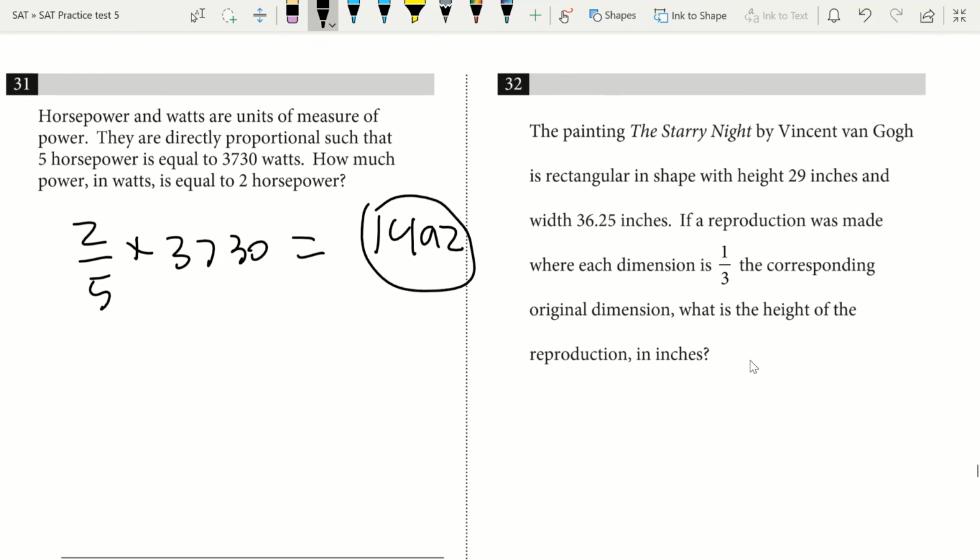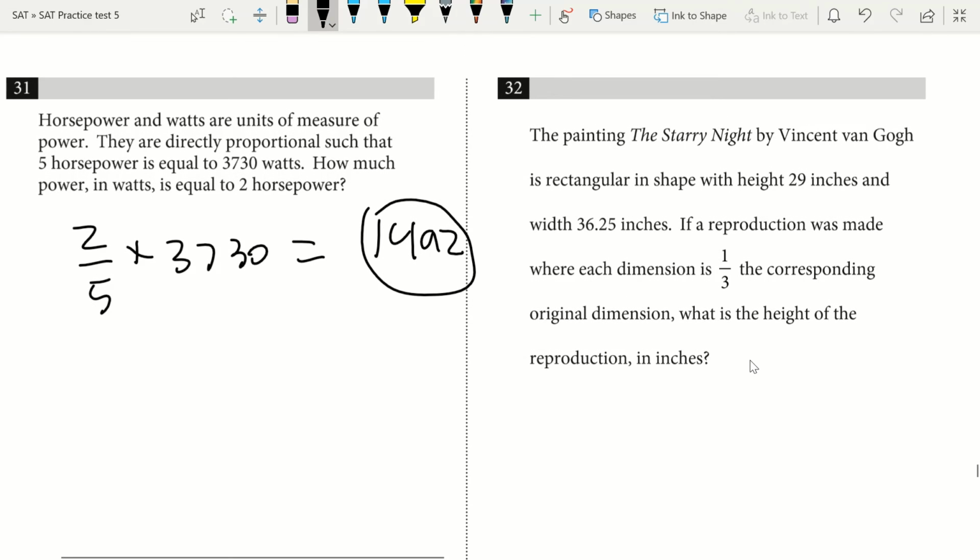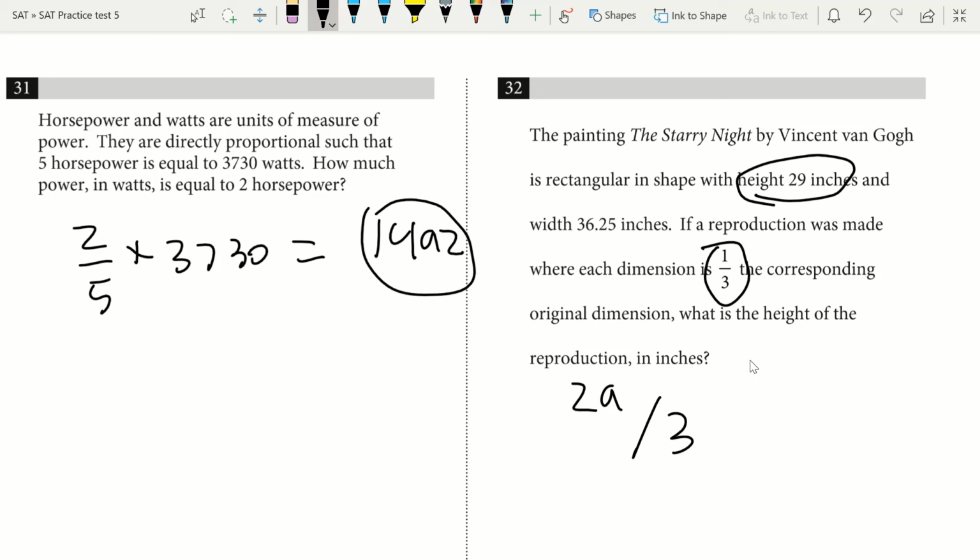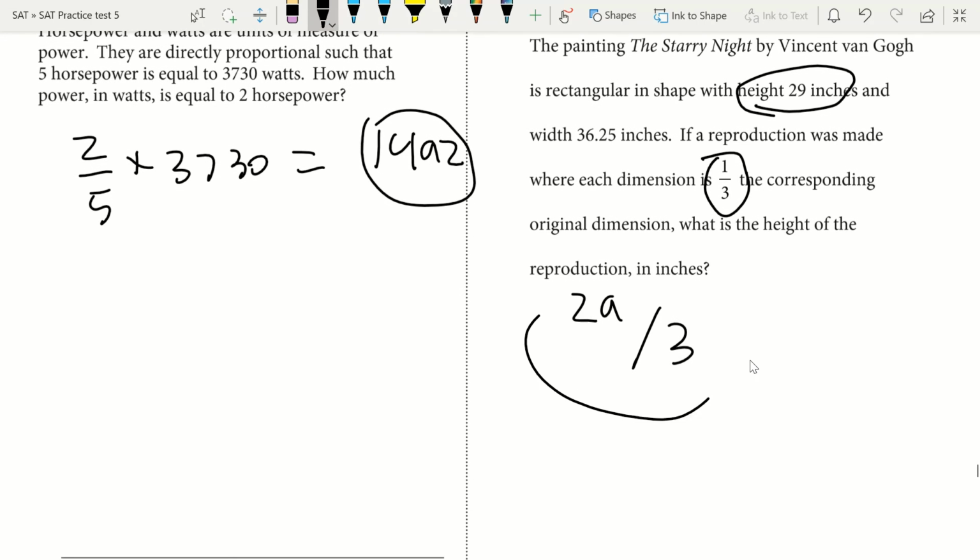All right. Painting Starry Night by Vincent van Gogh is rectangular in shape with height 29 inches and width 36.25 inches. If a reproduction was made where each dimension is 1/3 the corresponding original dimension, what is the height of the reproduction in inches? All right, well, we're told our height of the original is 29. We're told our replica corresponds to 1/3 the original, so we're going to have 29 times 1/3, which is 29 over 3. That'll be our answer there.